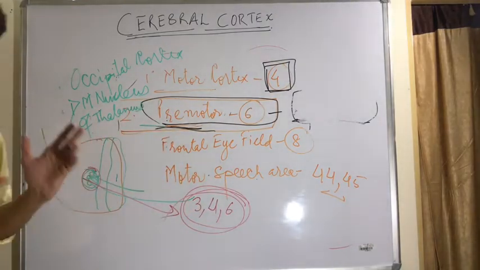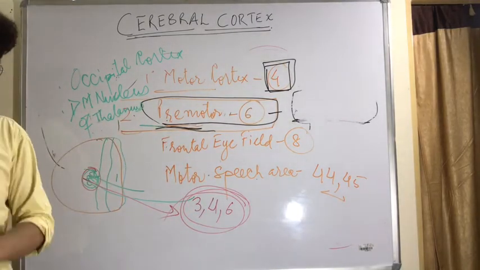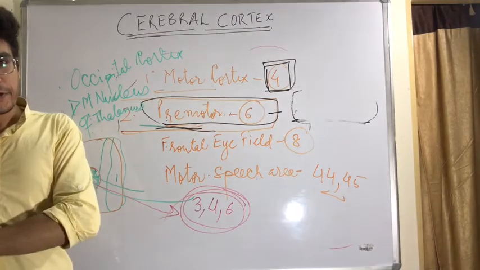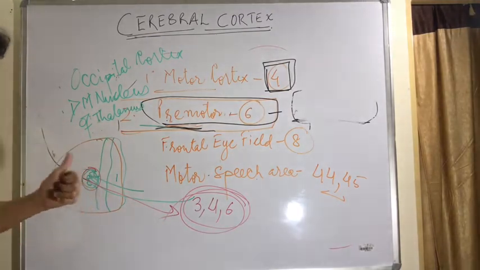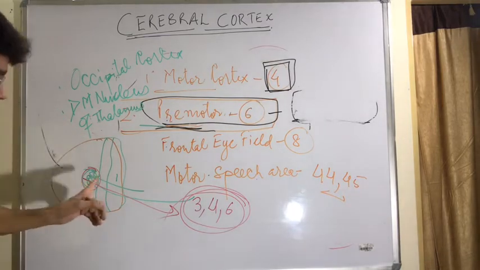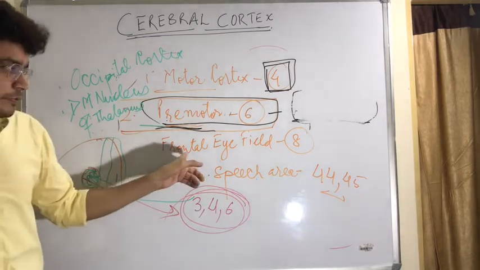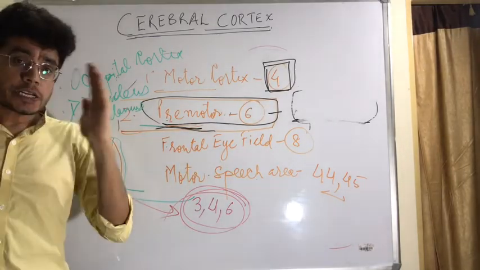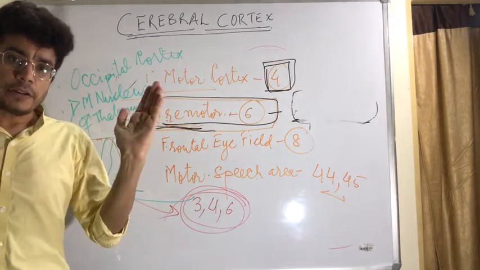Everything is regarding the contralateral. If the left side is involved, the right side gets affected. If the right side is involved, the left side will get affected. Similarly, the right sided area number 8, this frontal eye field, is concerned with the contralateral horizontal gaze movement.